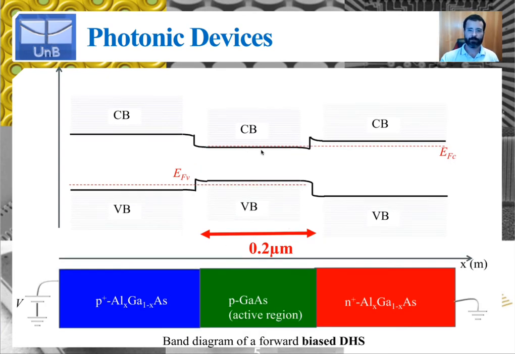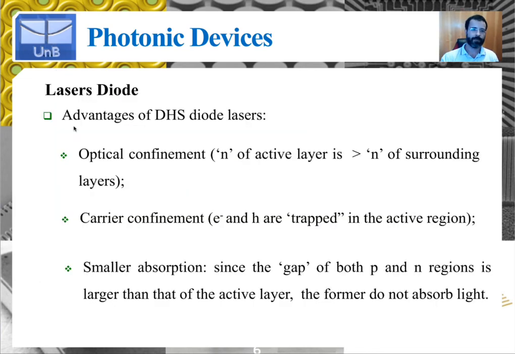Also, due to the fact that you have these potential barriers that we've discussed previously, you have carrier confinement inside the active region, reducing even more the transparency and threshold current, because it is now possible to have carrier concentrations for electrons and holes in the active region which are much higher. The main advantages of the double heterostructure lasers, which allowed for these advances to be possible, are listed here.